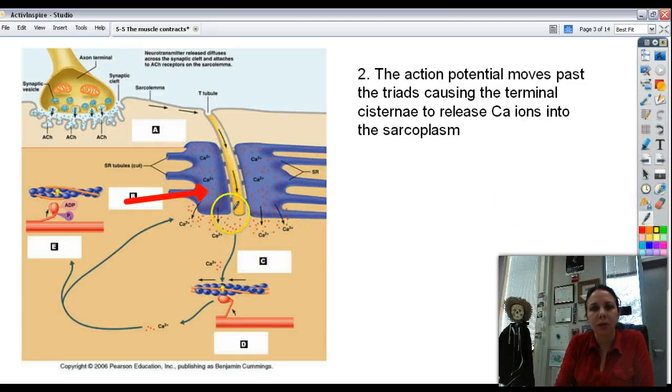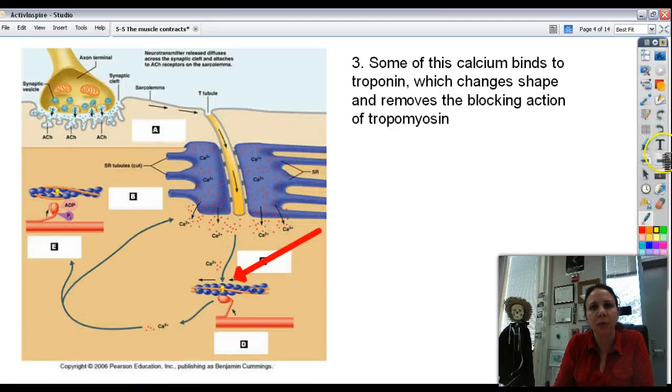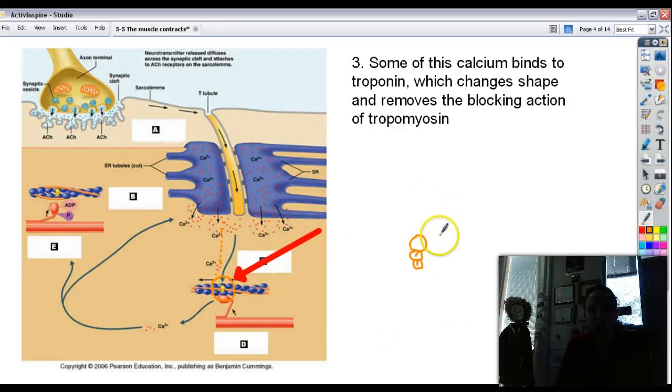Once the calcium is free and floating in the sarcoplasm, then we have step 3. Step 3 says that some of the calcium is going to find its way down into the actin, and it's going to find troponin. Remember, troponin is that little 3 peptide sequence there, which is the guard.